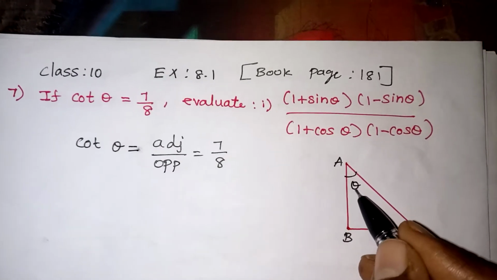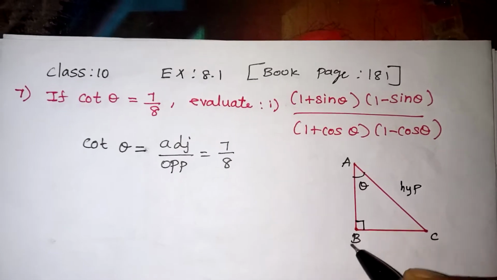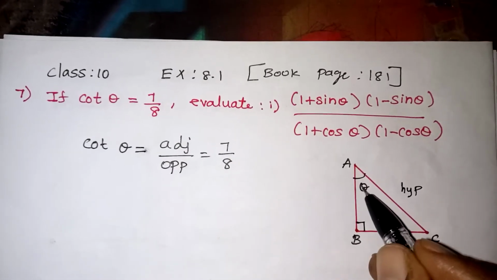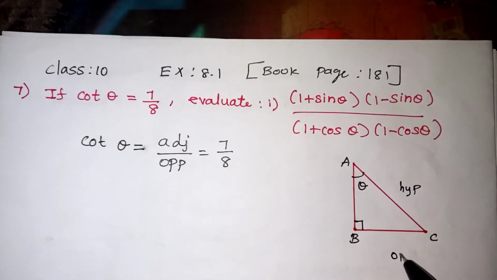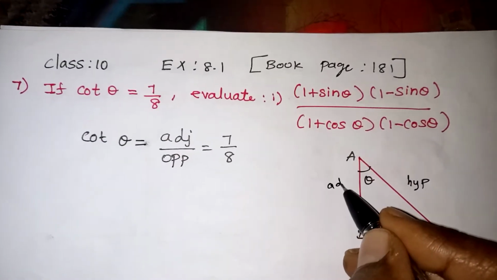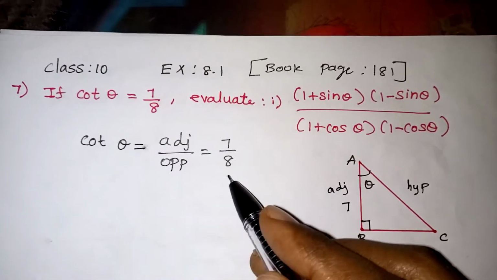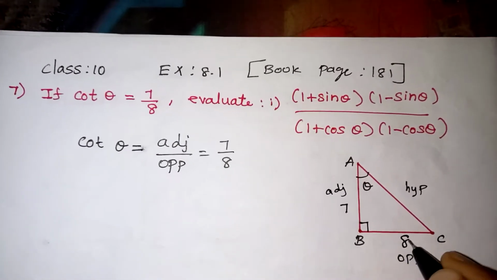From theta here, definitely this will be the hypotenuse side that we cannot touch. This will be the opposite side, which is coming opposite to the theta. Then this will be the adjacent side. Now we'll apply. Adjacent is 7, so write 7 here. Opposite is 8, so you just write the 8 here.